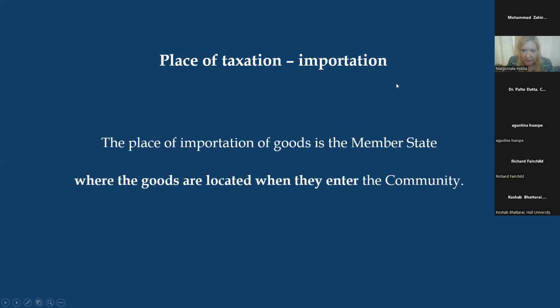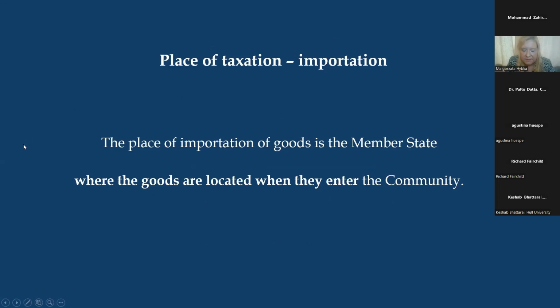A similar rule applies to importation. Importation is usually taxed in the country where the goods are located when they enter the community. But there is an exception provided for enterprises. They may use a special arrangement, meaning that taxation will take place in the last country where goods are provided.